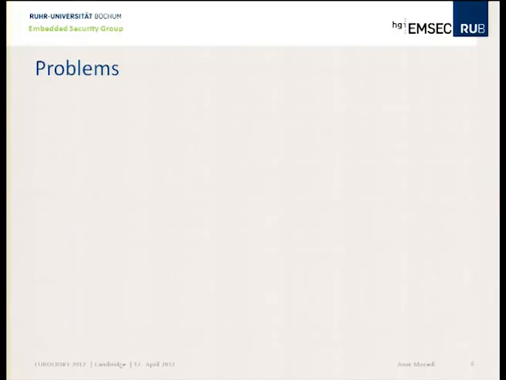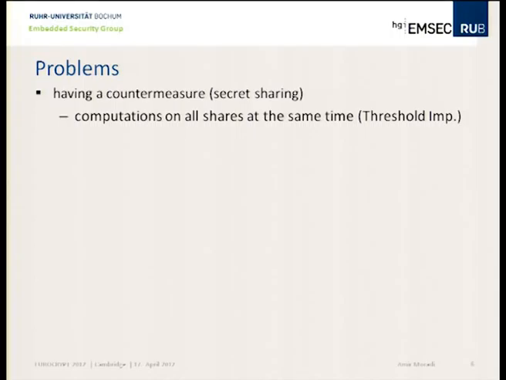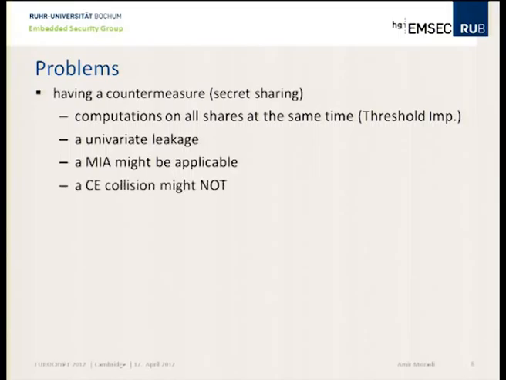But what is the problem? This attack worked well, but what was the problem that brought me to this paper? When we have a countermeasure in our system and we use this scheme to attack real devices, for instance masking, which I can call a secret sharing scheme, all computations on all shares are performed at the same time, and then the leakages are, let's say, univariate leakages proportional to the secrets. To recover such a univariate leakage, a mutual information analysis may work, of course. But the attack that I presented on the last slide, the correlation-enhanced collision, may not work.